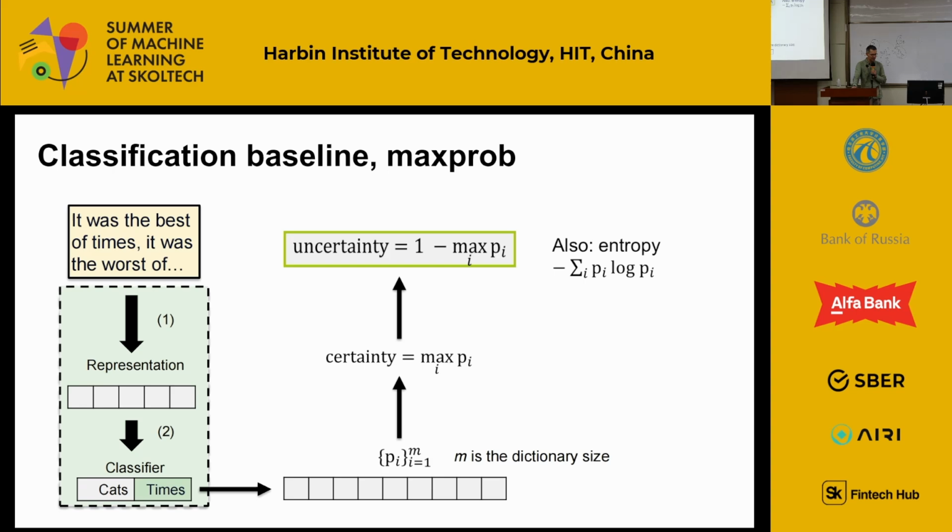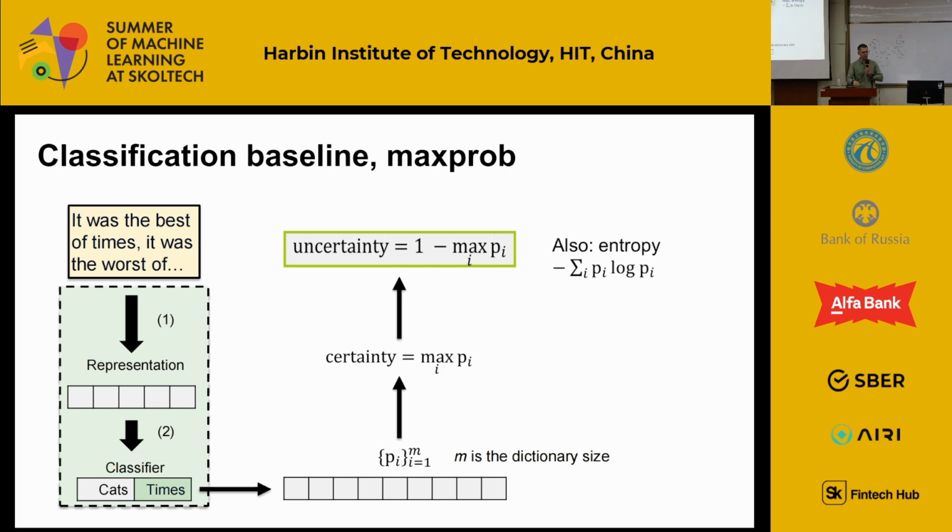Let's look at it. Basically, there is a baseline I have been talking about. It is not that bad, and it reflects uncertainty pretty well. So we have some input. It can be an image, it can be a text, and then we have a representation, and suppose we have a classifier in the end that says whether it should be a word like cat or a word like times. And we have m classes in total, yes, m possible words, for example, in our dictionary. Then we take the maximum of these probabilities and say that our certainty, our confidence, is the maximum of these predictive probabilities. A very natural thing, yes? Then we take as uncertainty 1 minus this maximum of the probabilities. So we had certainty, we subtracted it from 1, and we obtained uncertainty, yes?